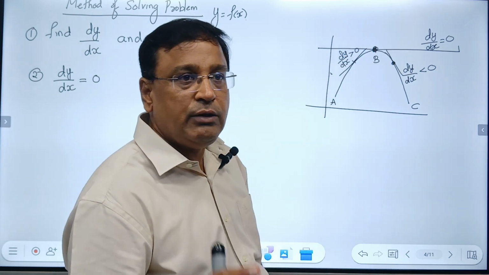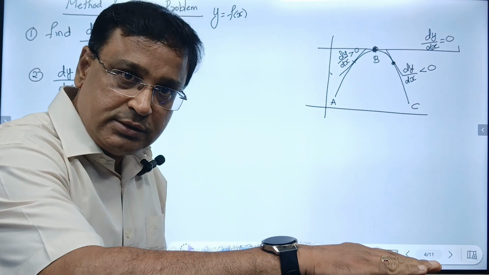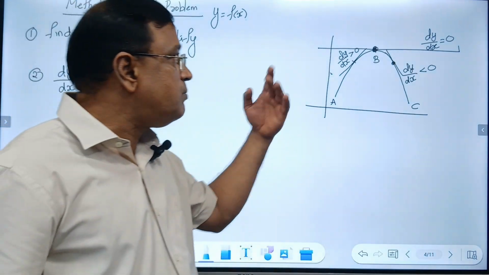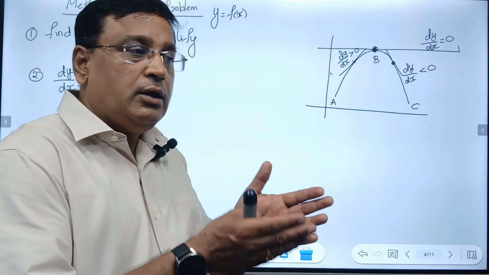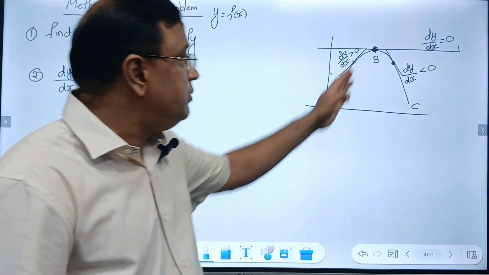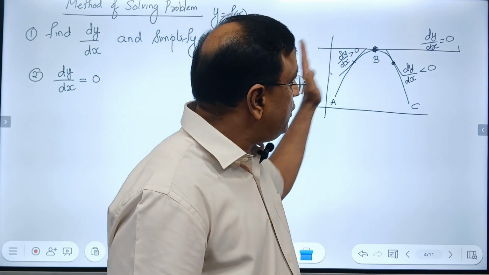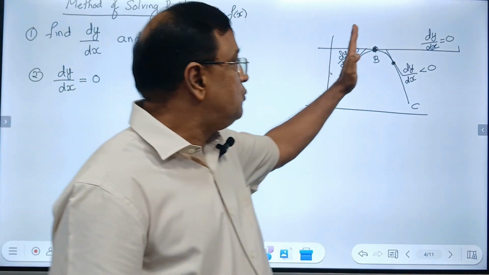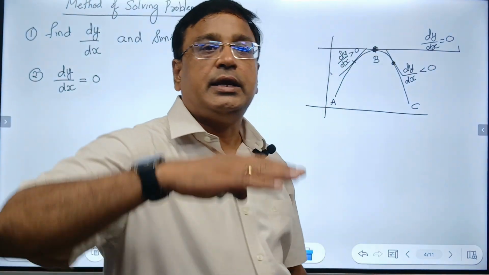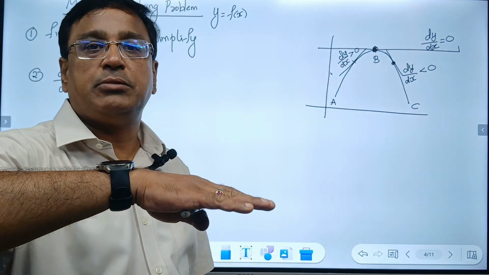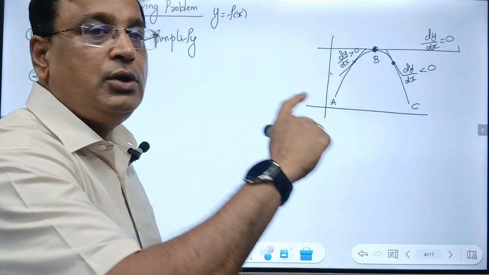So why are you finding dy by dx equal to 0? That is a point where the tangent is parallel to the x-axis, or you can say that is the critical point, where the interval is going to be divided into decreasing function and increasing function. You see, to the left side of b it is increasing, to the right side of b it is decreasing. At b the tangent is parallel to the x-axis, because dy by dx is 0.